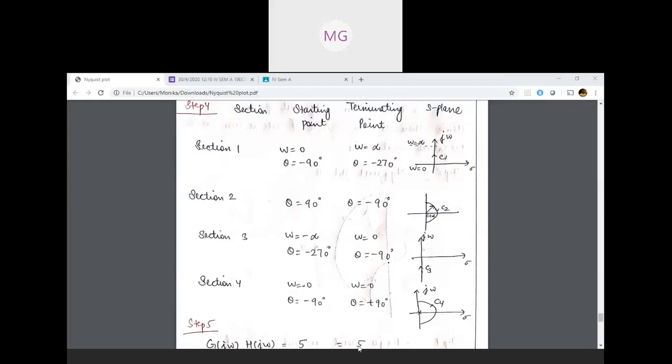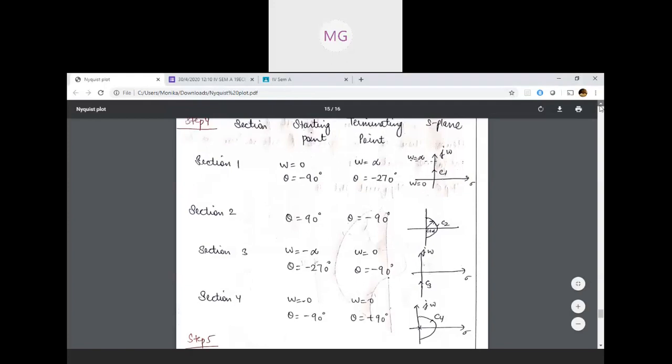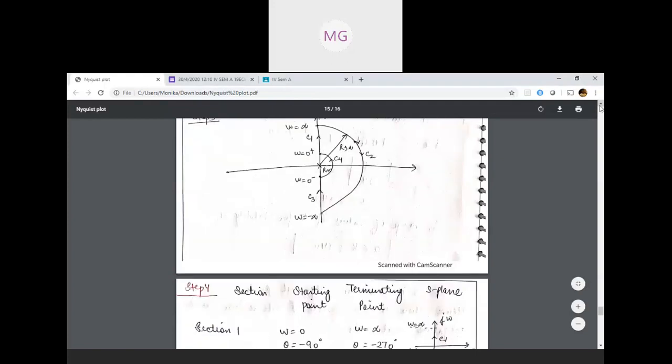For section 4, again, you will find. This question I have taken from some book. So instead of following this method, you can follow the method which we used for question number 1. That is an easier approach, right?